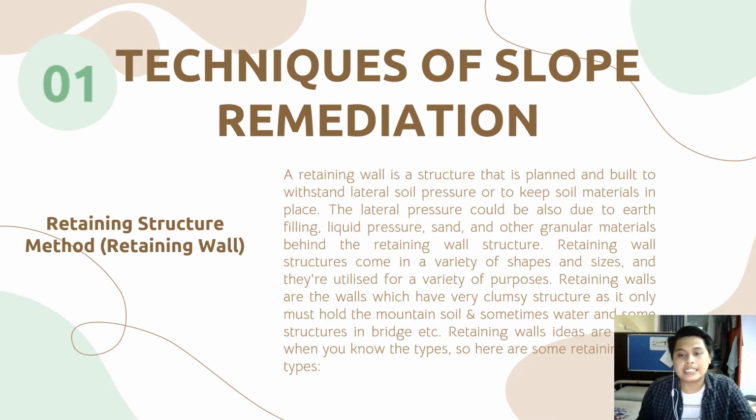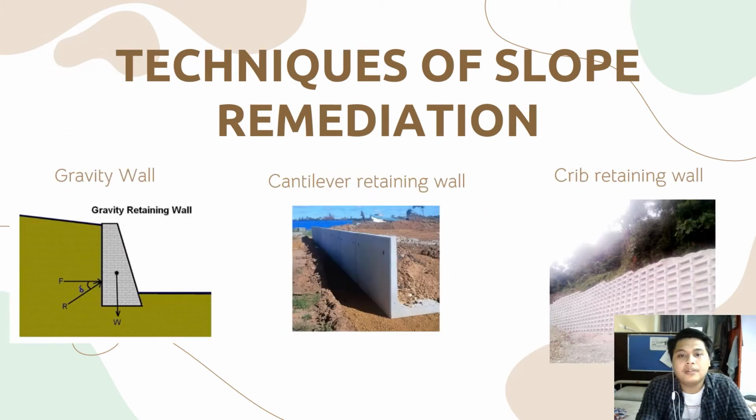Retaining walls are useful when you know the type. So here are some retaining wall types. The first one is the gravity wall. A gravity retaining wall depends on its self-weight only to resist lateral earth pressure. It is commonly massive because it requires significant gravity load to counteract soil pressure.